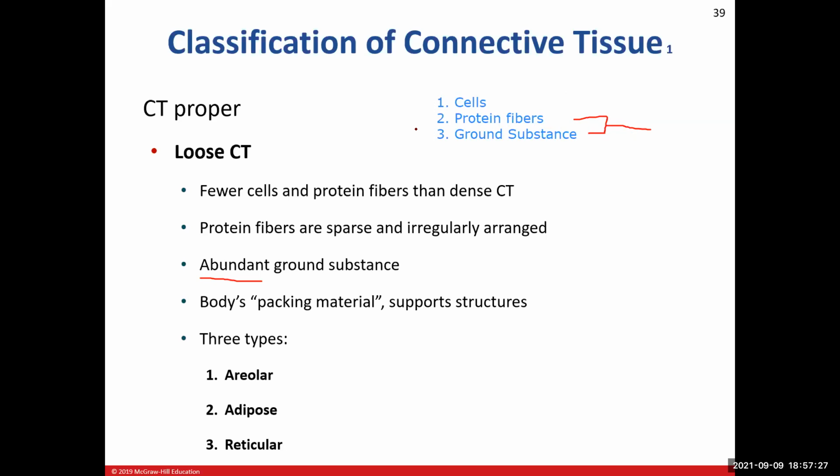So when we're talking about loose connective tissue, we won't have a lot of cells, and we won't have a lot of protein fibers. And what protein fibers we have, it's just going to be haphazardly arranged. You've heard me talk about this before, that loose connective tissue is often referred to as the body's packing material, found in areas just to fill some space, or to help support some of the internal organs and structures. So we have three types: areolar, adipose, and reticular.